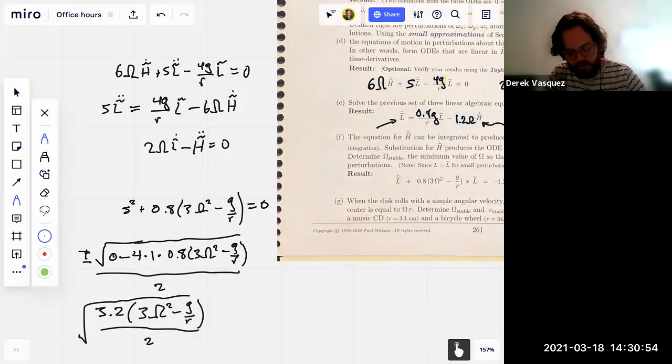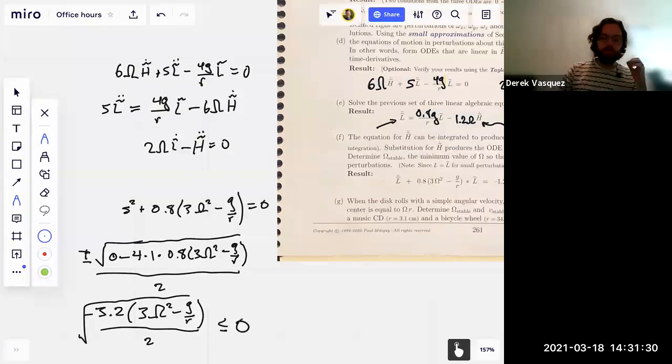Square root of that has to be, so this is going to be, so we have a negative here. So this is going to be a negative value. We're going to have two imaginary terms here, right? Is that necessarily true? Because we have a negative times, if g over r is greater than 3 omega squared, that's okay. But so this term right here, our real part of this term has to be less than or equal to 0, right?